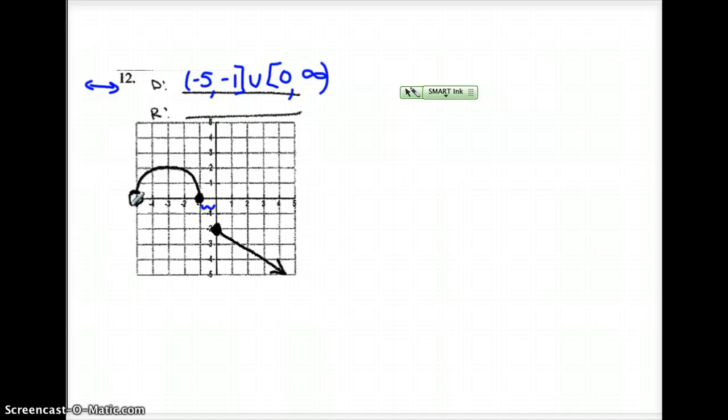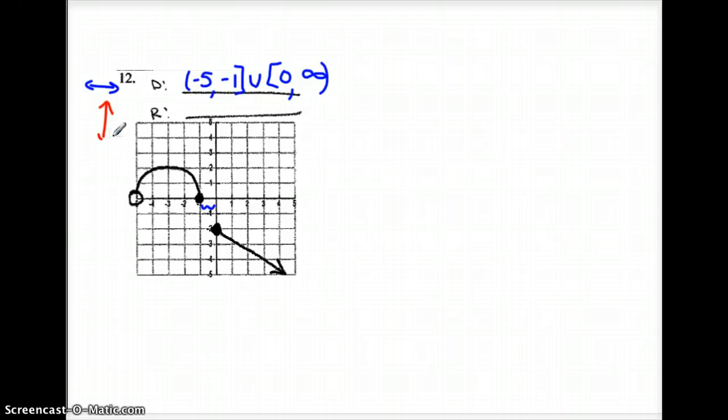I include it, and then bam, takes me out to infinity for the x's. So again, -5 I exclude. I had a place to go till -1 with a bracket. Then I had to do a jump because the x values of -1 to 0 were skipped. I picked back up at 0 and took it on out to infinity.